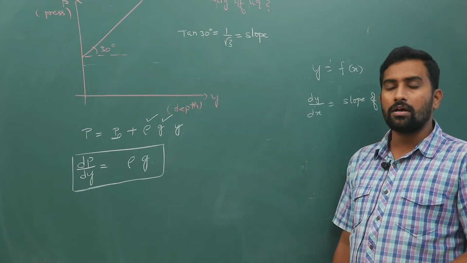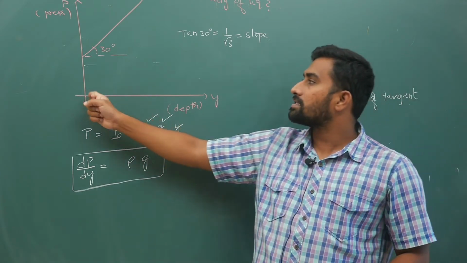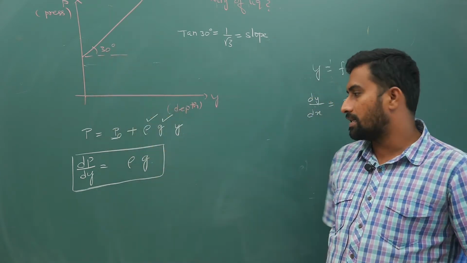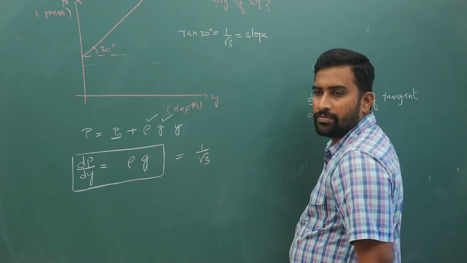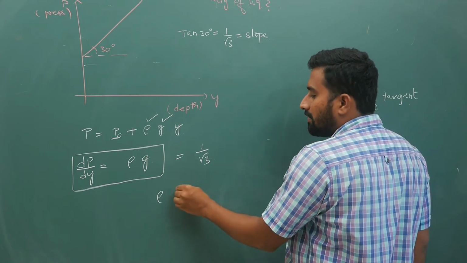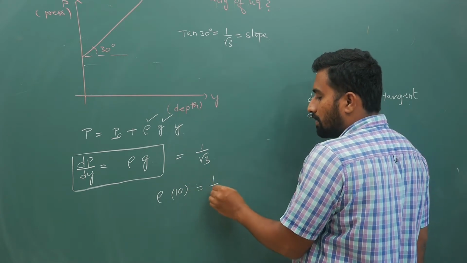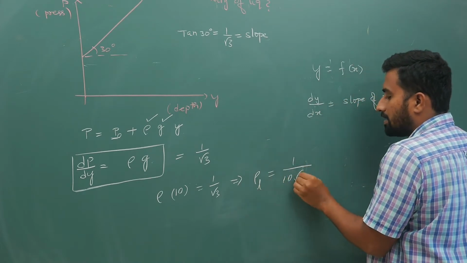Slope is tan of the angle with the positive x-axis. What is the angle with the x-axis here? It is indirectly 30 degrees. So this part is equivalent to 1 by root 3. So rho times g, what is your acceleration due to gravity? 10. That is equal to 1 by root 3. From here, the density of the liquid is 1 by 10 root 3.